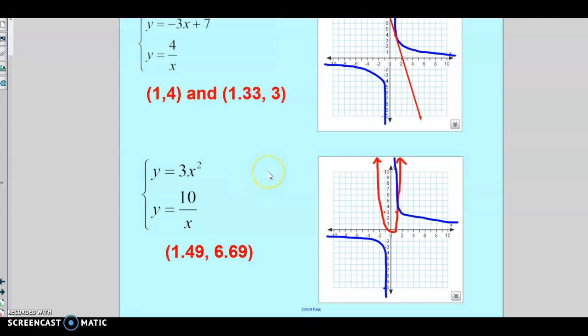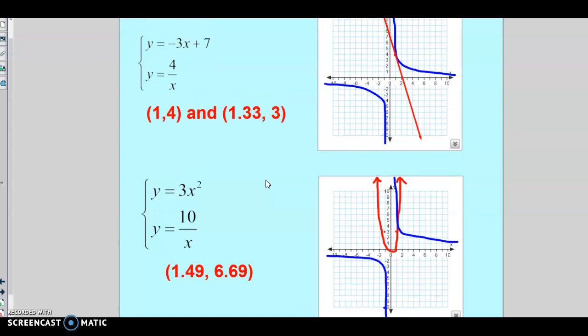If you do not have the Inspire, your steps are going to be a little bit different. So I will post a different how-to on Canvas as well for you to find that using your calculator.